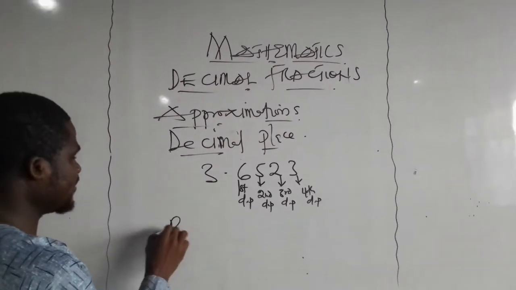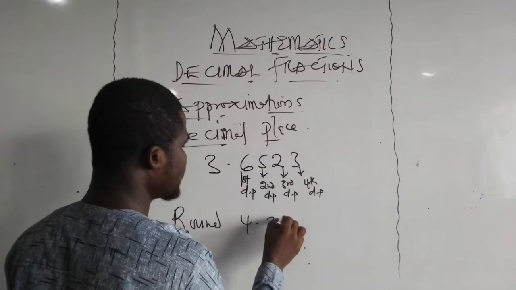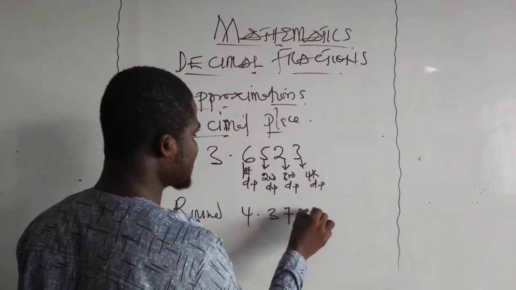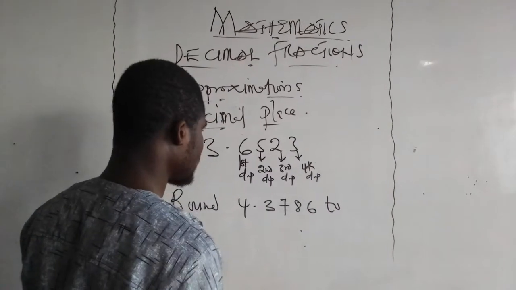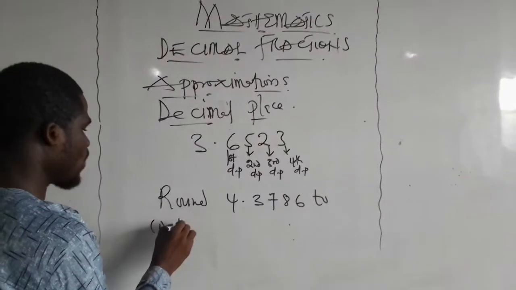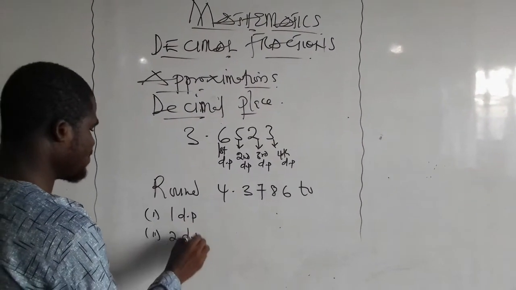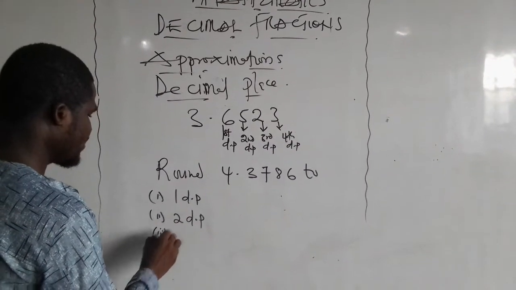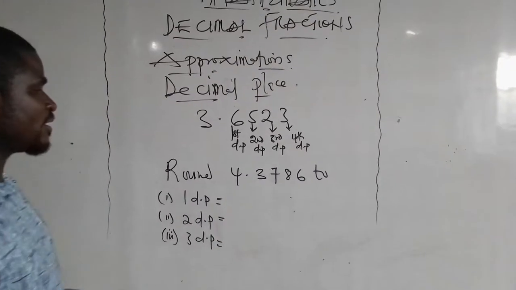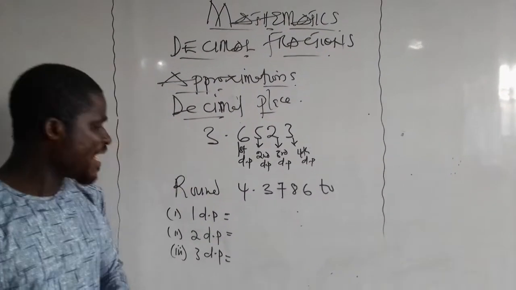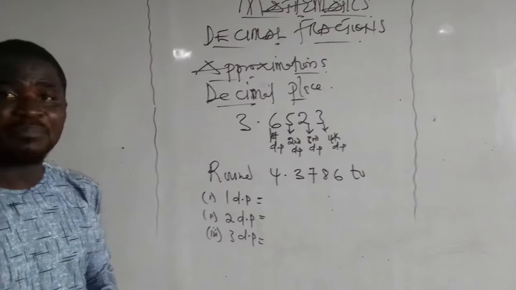They will ask you to round 4.3786 to 1 decimal place, 2 decimal places, and 3 decimal places. So let's learn how to round numbers to 1 decimal place.